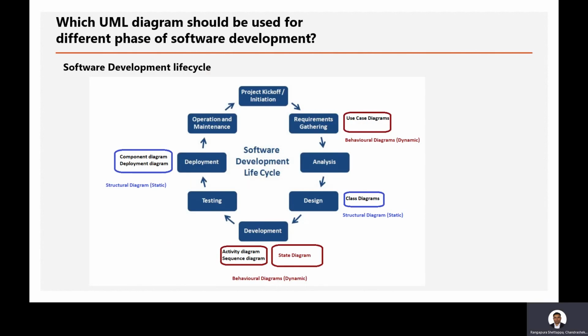Now we understood the software development life cycle. We understood different types of UML diagrams. Now let's relate a few of them, and we will also discuss all of these diagrams in this series with some concrete use cases. During the requirement gathering phase, we use use case diagrams. These are behavioral diagrams and they are dynamic in nature. Then during the design phase, we use class diagrams, and during the development phase, we use activity, sequence and state diagrams. And during the deployment, we use component diagram and deployment diagram.